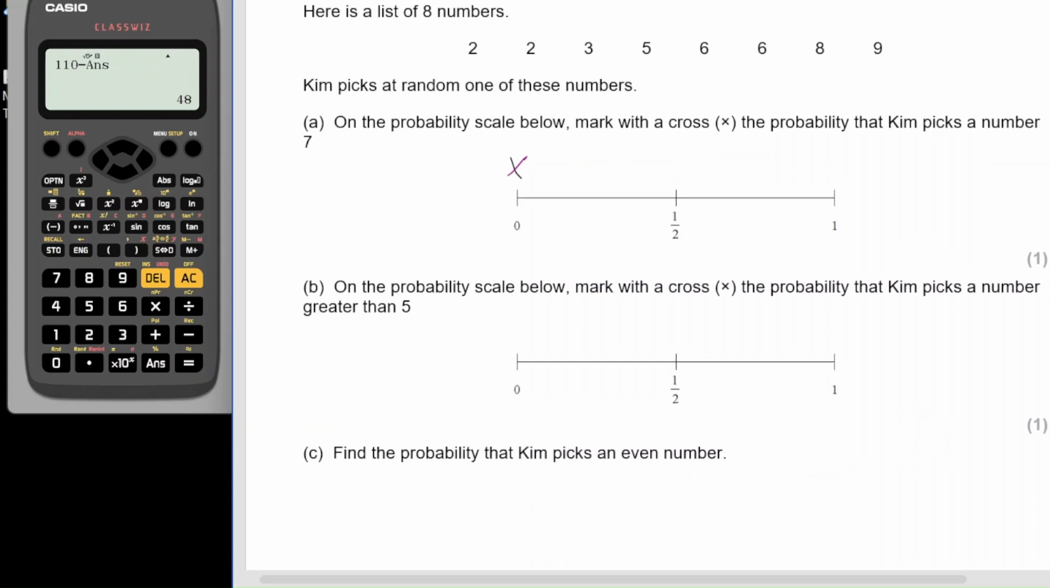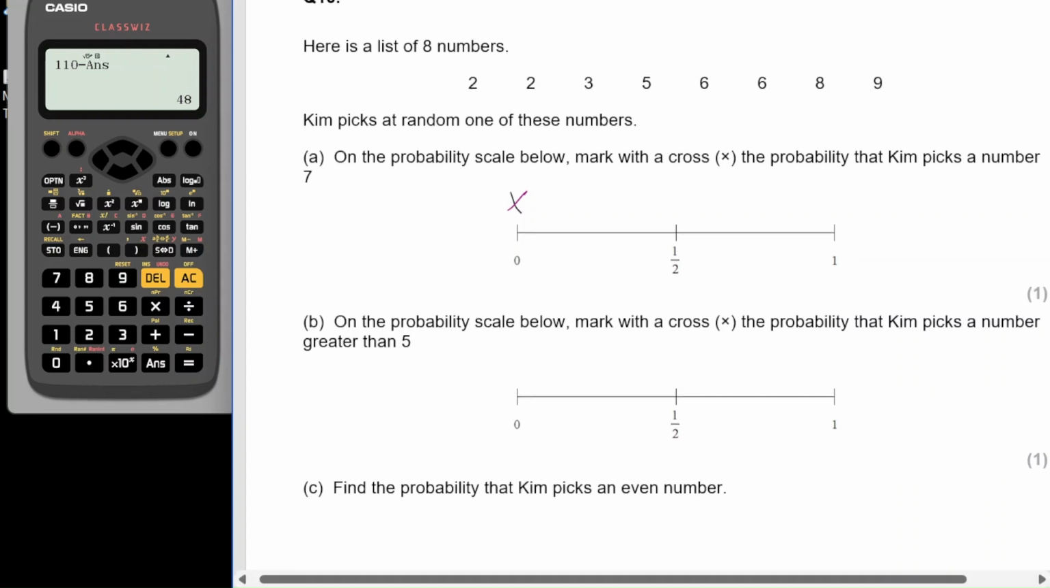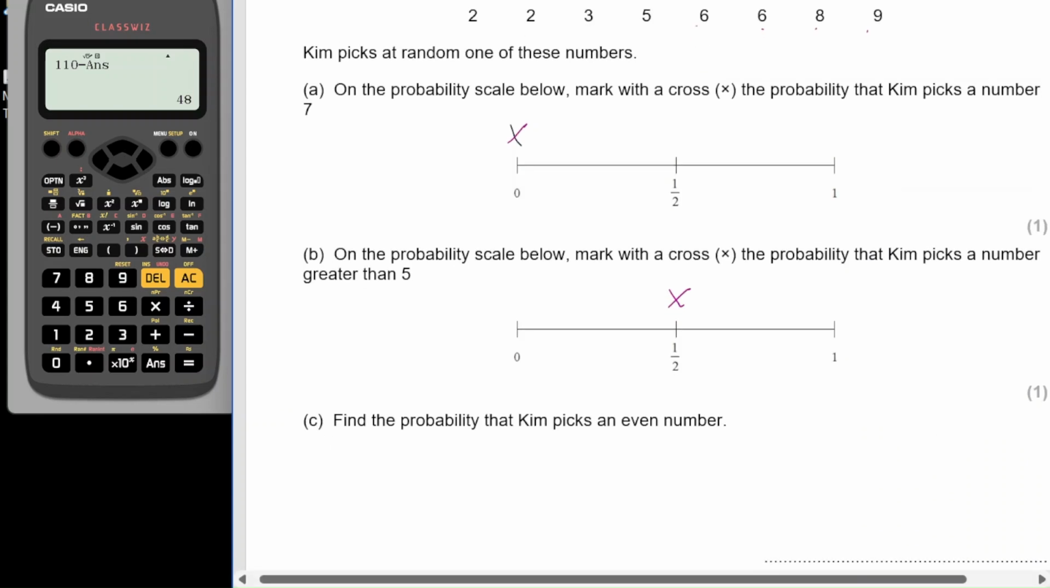Part B, on the probability scale, mark with a cross the probability that Kim picks a number greater than 5. Greater than 5, so 5 can't be included. So we've got 1, 2, 3, 4 out of the 8 numbers. So that's even chances or a half.